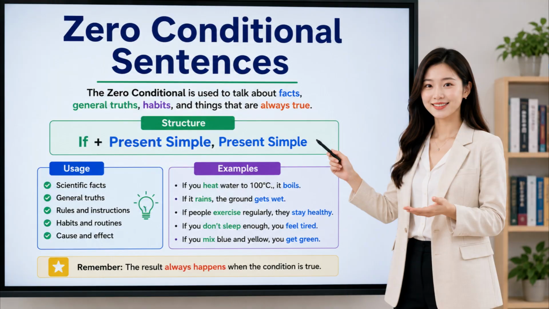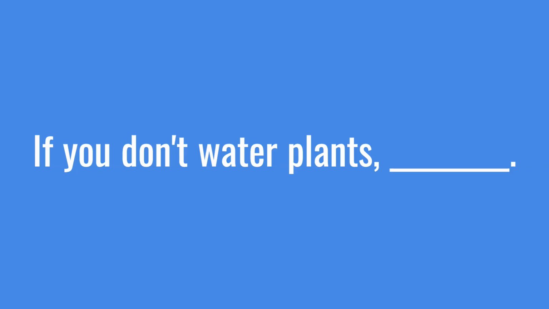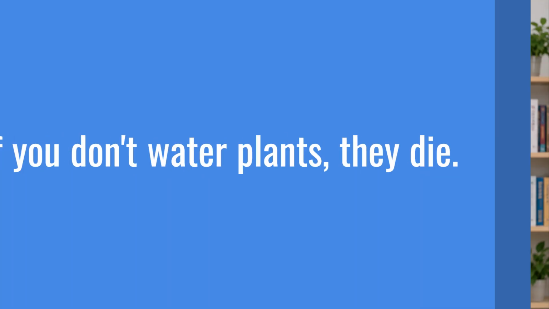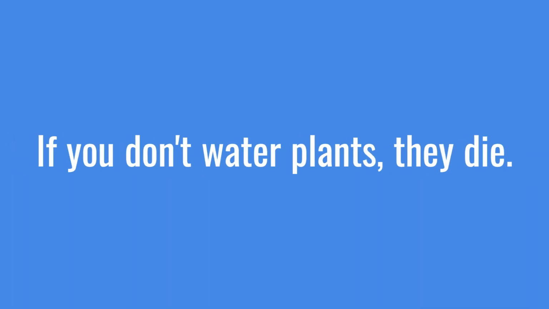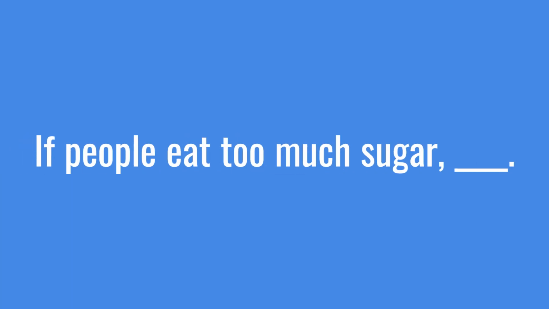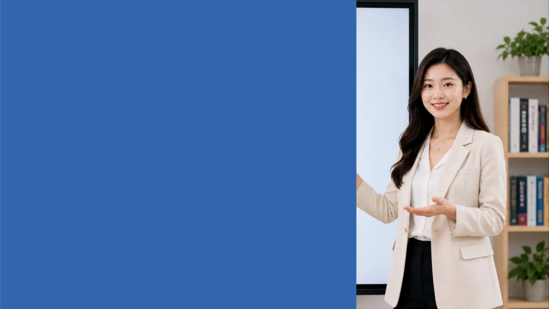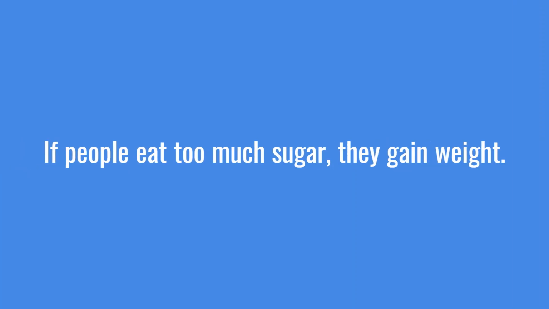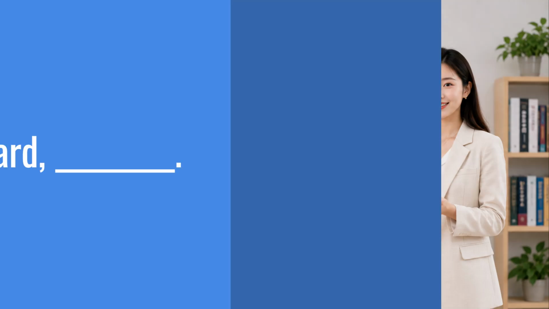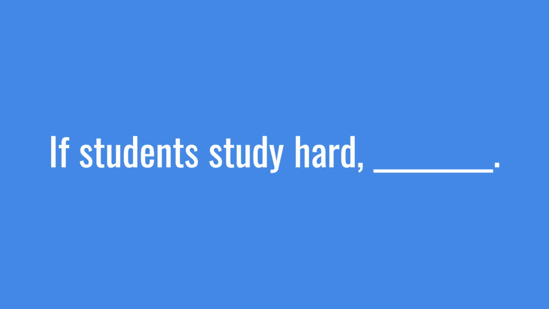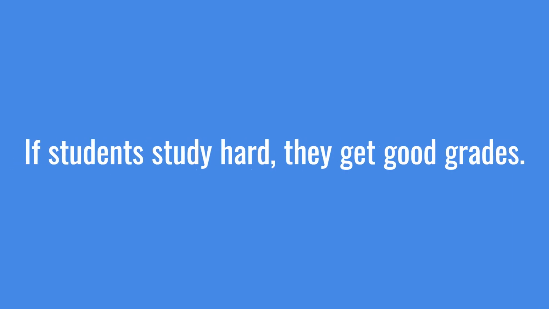Practice. Complete the sentences using the zero conditional. Question. If you don't water plants, blank. Answer. If you don't water plants, they die. Question. If people eat too much sugar, blank. Answer. If people eat too much sugar, they gain weight. Question. If students study hard, blank. Answer. If students study hard, they get good grades.